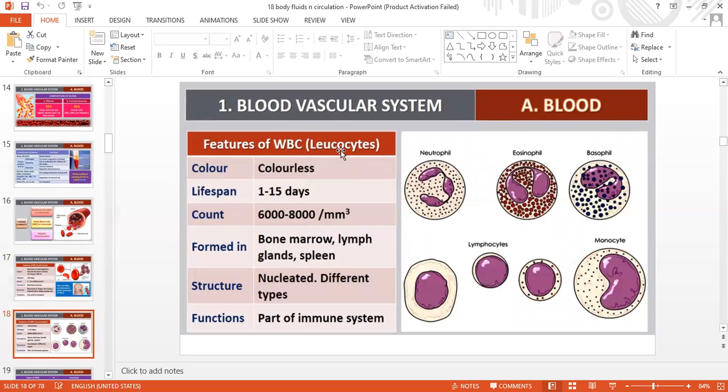Now let's talk about WBC or leukocyte. Basically, leukocytes or WBCs are colorless. The lifespan is 1 to 15 days. Its count is much less than RBC. It's only 6,000 to 8,000 per cubic millimeter. They are also formed in bone marrow, lymph glands, as well as spleen, but they are nucleated and they are of different types. And their main function is to fight against germs.